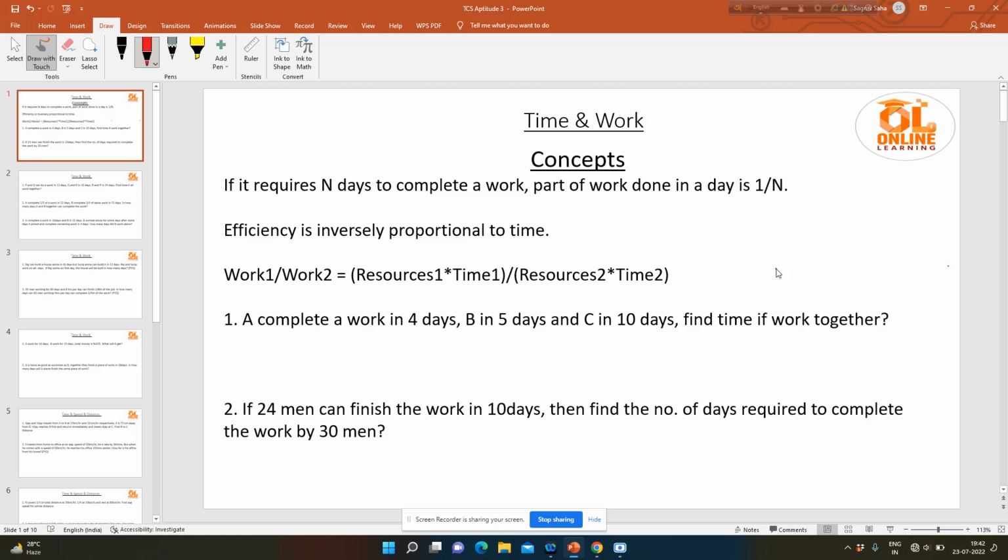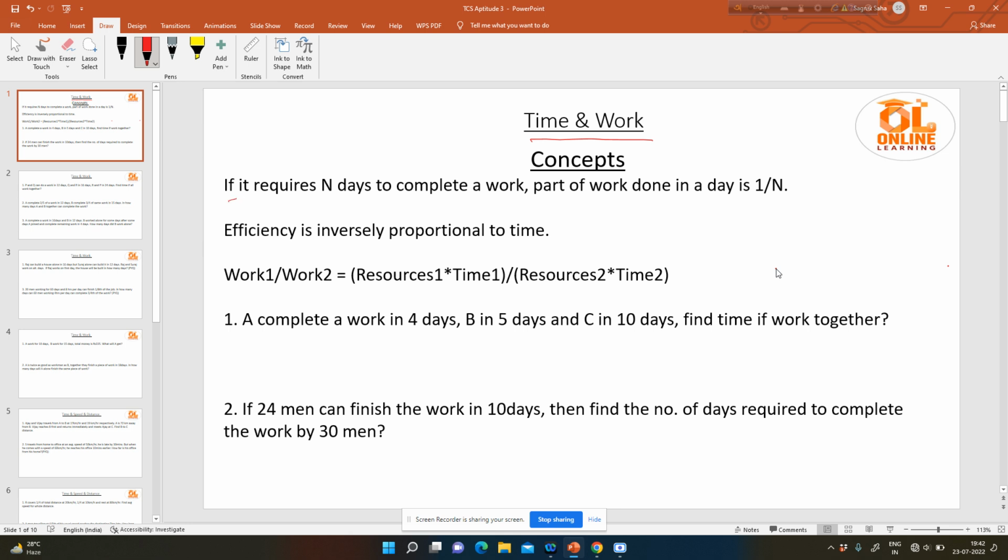Hello friends, I am Shagnik and today I am going to discuss first about time and work problem followed by time, speed and distance problem. Okay, so let us first know the concepts that will be required to solve time and work problem.